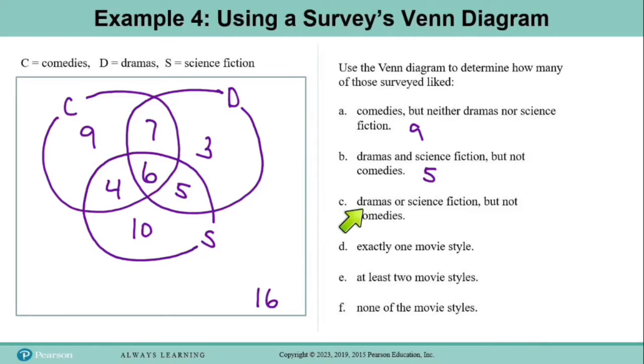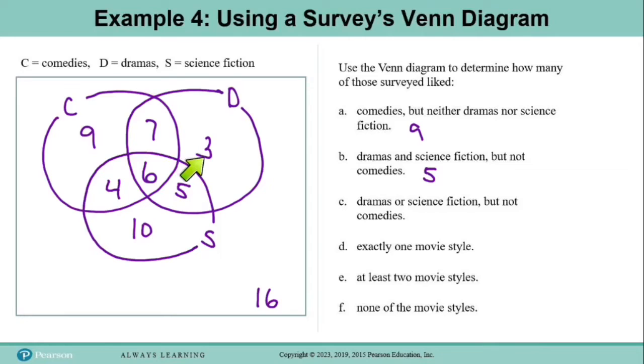Then part C, those who like dramas or science fiction, but not comedies. So notice the difference here. Up here in part B it said drama and science fiction. Down here in part C it says drama or science fiction. So they don't have to like both, but they definitely can't be inside the comedy circle. So how many people do we have that are either inside the drama circle or inside the science fiction circle, but outside the comedy circle?